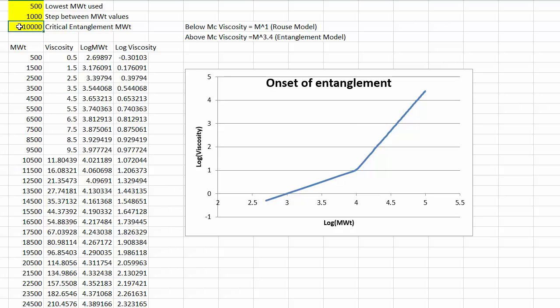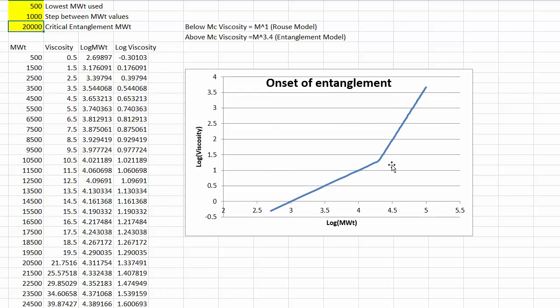If I change that from 10,000 to 20,000, you'll see that the curve changes. And this critical entanglement molecular weight is when the chains start getting properly tangled like a ball of wool, and then they offer much more resistance and much higher viscosity.